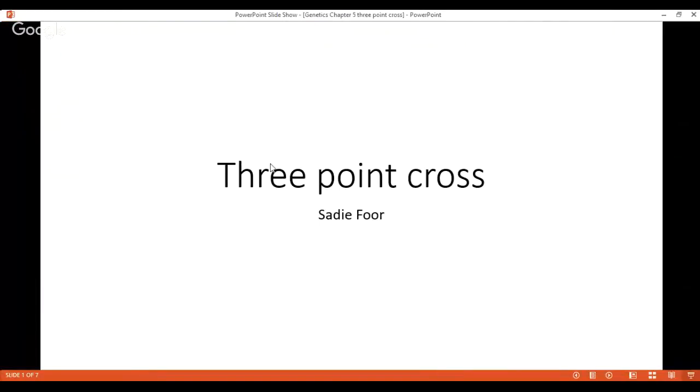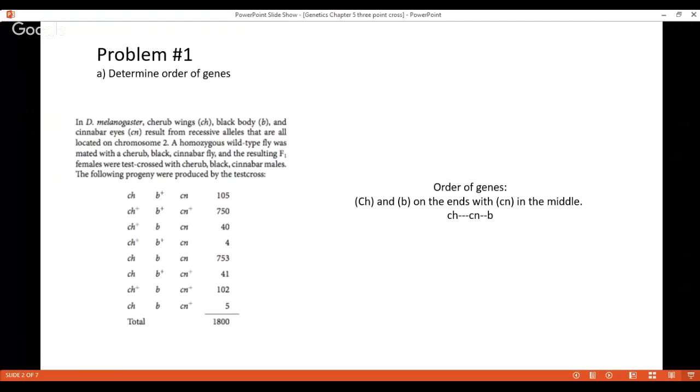Okay, so this is my 3-point test cross presentation for chapter 5. This is the first problem that you gave us. So there's all these different types of alleles.